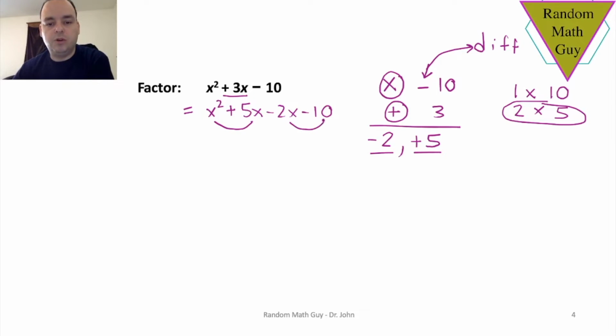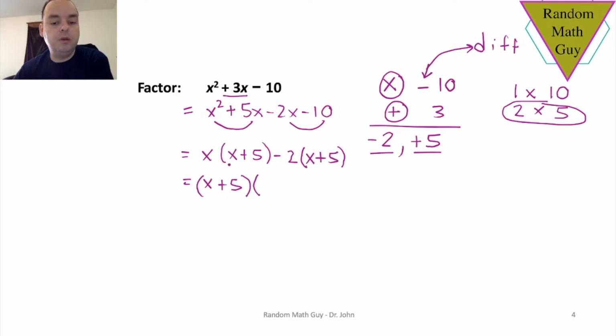We can group these terms as follows. The first pair of terms have an x in common, and that leaves you with x plus 5. And the second pair of terms has a -2 in common, again leaving you with x plus 5. So there you have it. You can take out the x plus 5, and if you imagine again that the x plus 5s were invisible, the x minus 2 would be left over, and that would be the result. Notice that these two numbers that you have searched for and found are exactly the two numbers that appear in the answer.